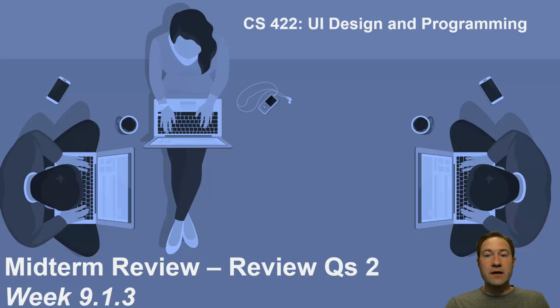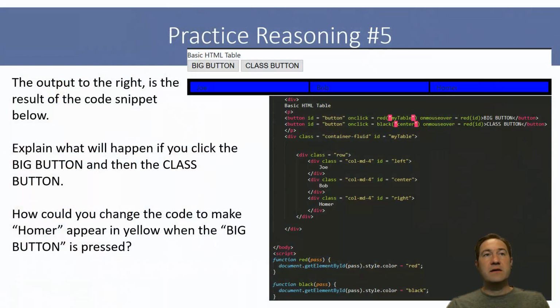The first practice problem we'll consider here is interpreting some HTML and JavaScript code. If you look at the code snippet that I have to the right here, the output of this is going to look like this box up at the top here. What I'd like you to do is take some time to think about how you could change the code so that it's going to make Homer appear in yellow when the big button is pressed.